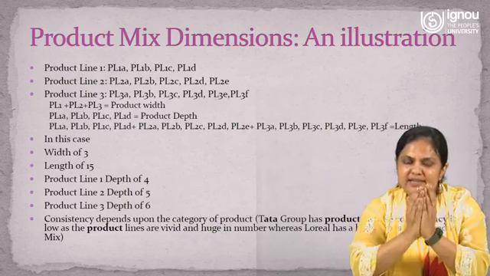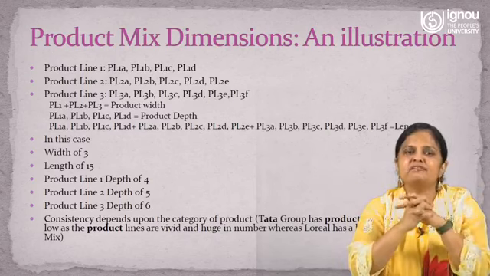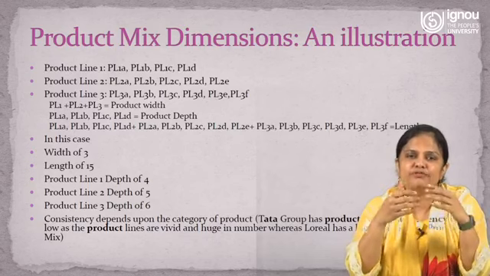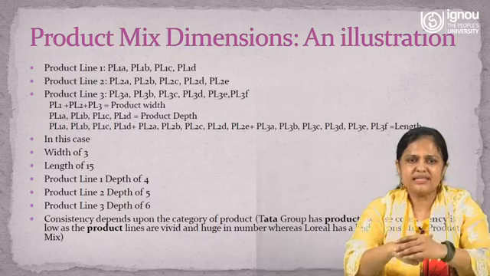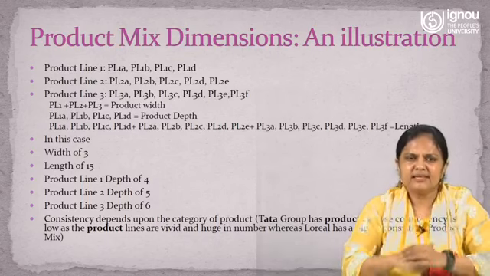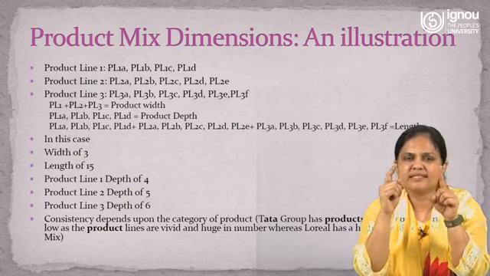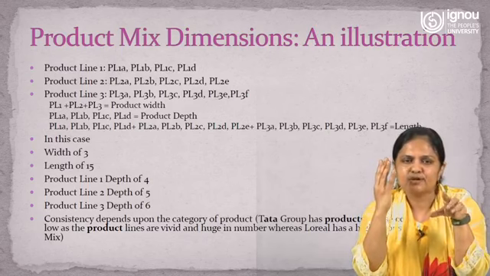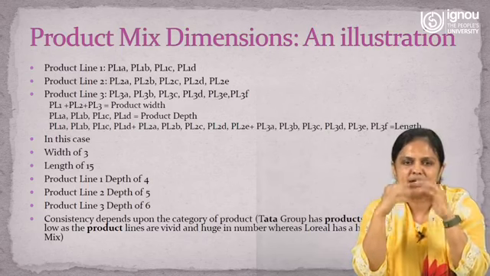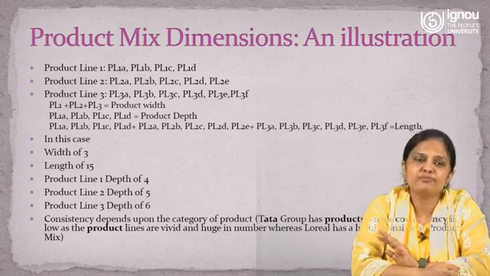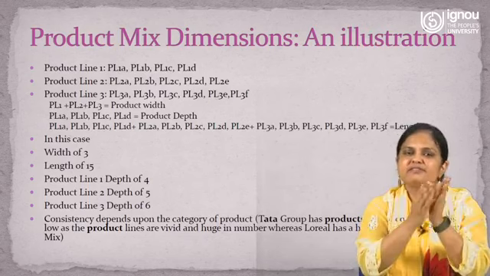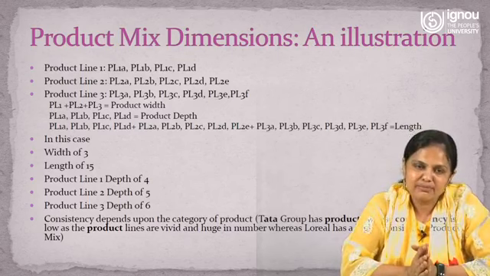When you put together or when you are showing this, that will be called the length of the product mix. And when we talk of the depth of the product mix, we will see that in product line 1, since we are offering 4 variants, the depth of product line 1 is 4. In product line 2, since we are offering 5 variants, so the depth of this product mix and what are the various dimensions of product line and product mix, right.